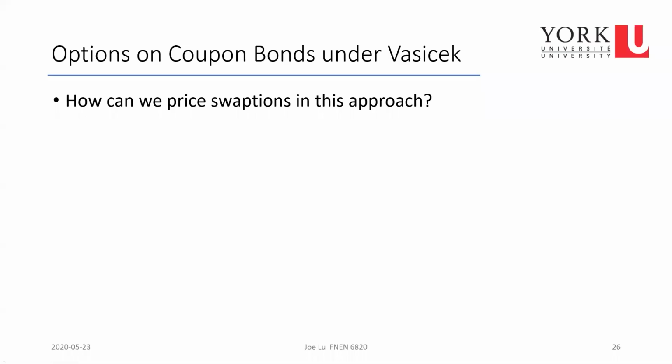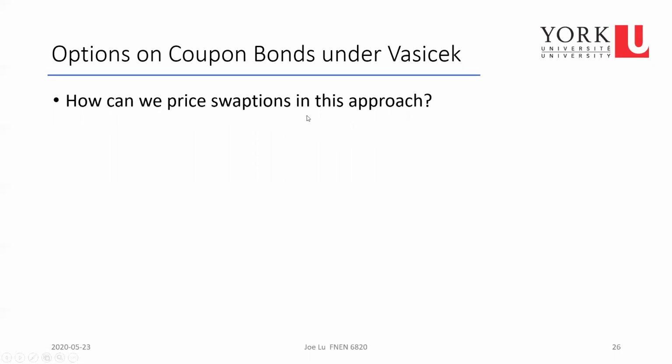So now how can we price a swaption? Well, if I have a one factor model, we can try to borrow the approach that we had on pricing options on coupon bonds to price swaptions.